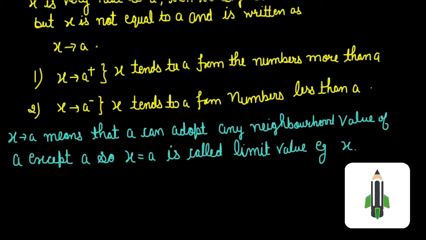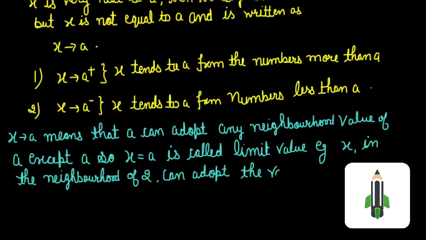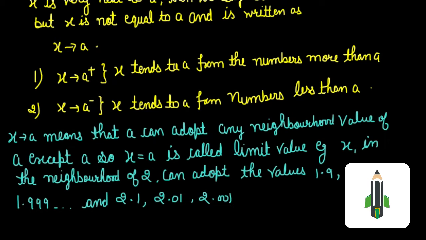Example: x in the neighborhood of 2 can adopt the values 1.9, 1.99, 1.999, and so on. And it can also adopt 2.1, 2.01, 2.0001, but not 2.